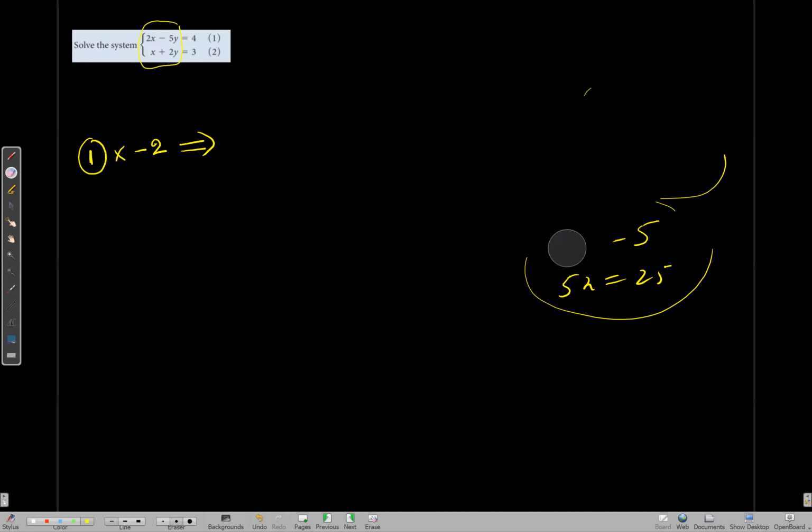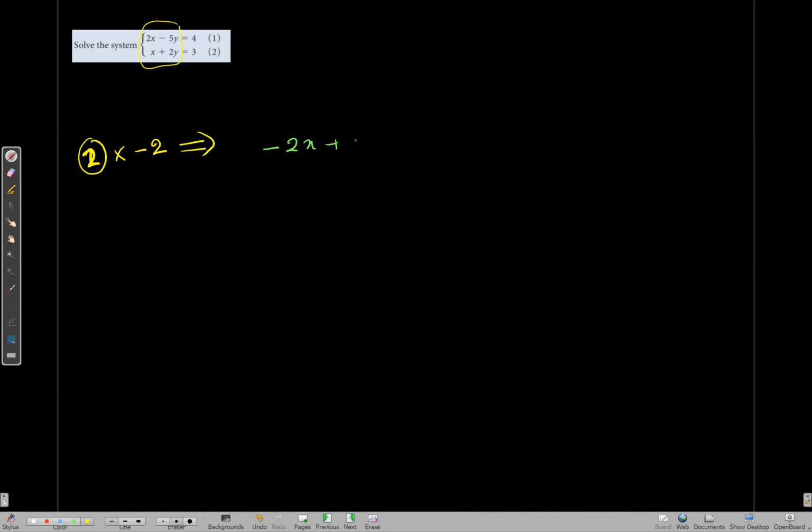When I multiply, I will get -2x plus, well, sorry, not the first equation, the second equation. Second equation by 2, -2x plus 4y equals 6, right? Now, the first equation, I don't do anything. I will just leave it as it is, because what I did was make these two numbers so that they will cancel when I add these two equations.